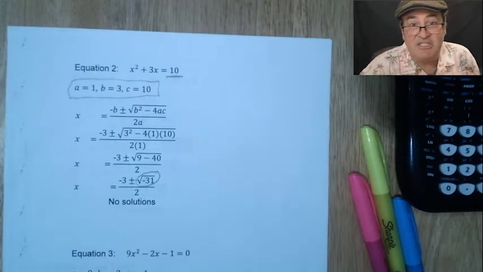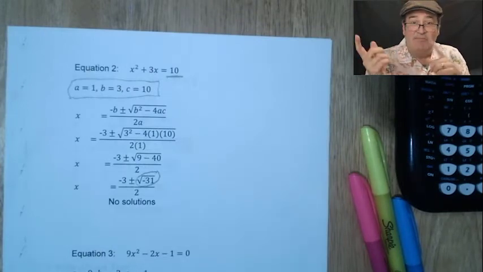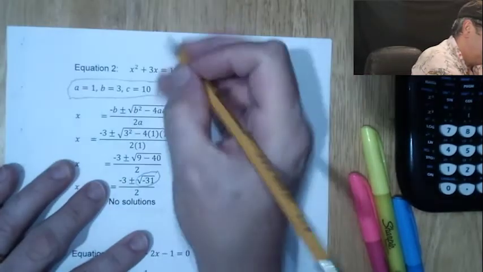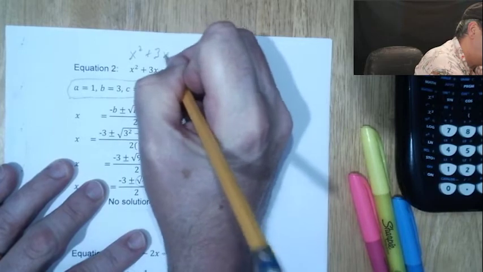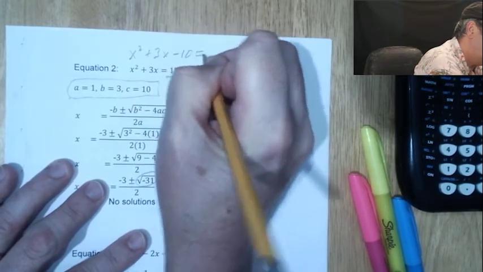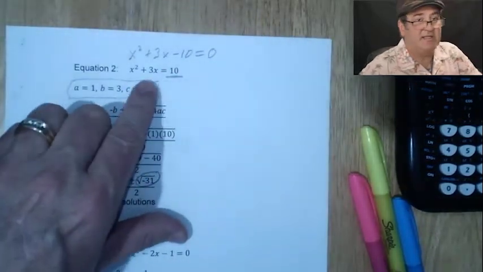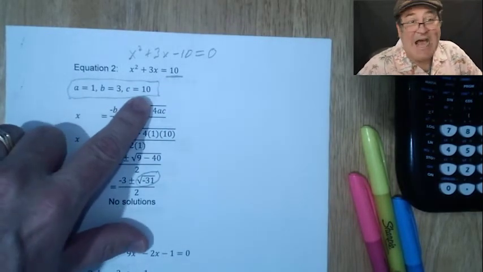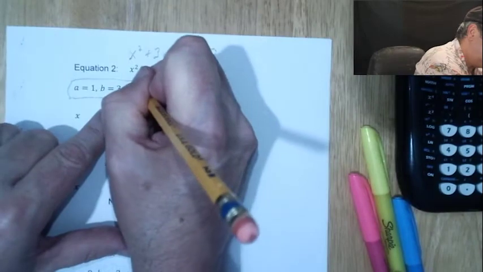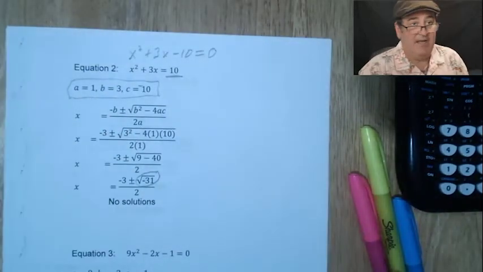This equation is not set equal to 0. Got to move that 10 over first. This should be x squared plus 3x minus 10 equals 0. We have to subtract 10 from both sides and move that over. So C is not 10. It is negative 10.